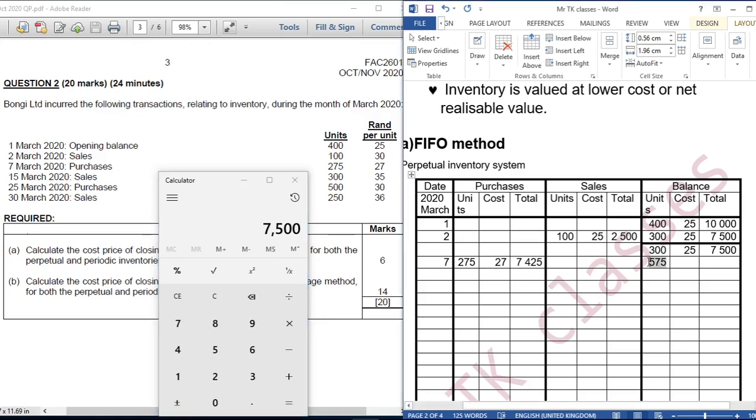7,500. Or let me just do this. Let me just indicate this with 275, 27, so that our amounts won't confuse us. 7,425. Then we just come here.